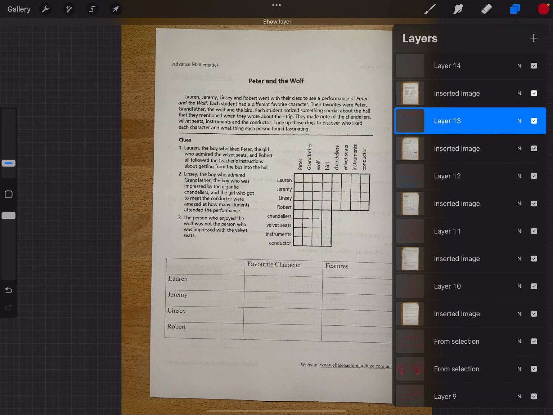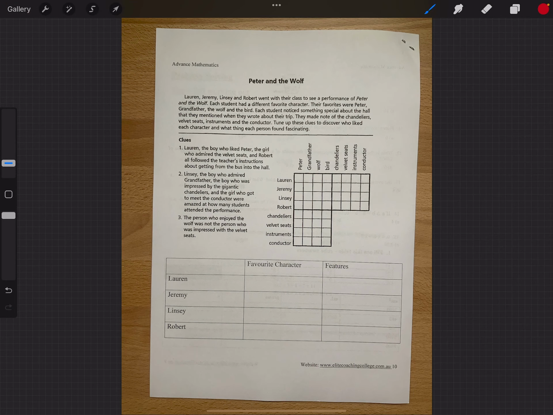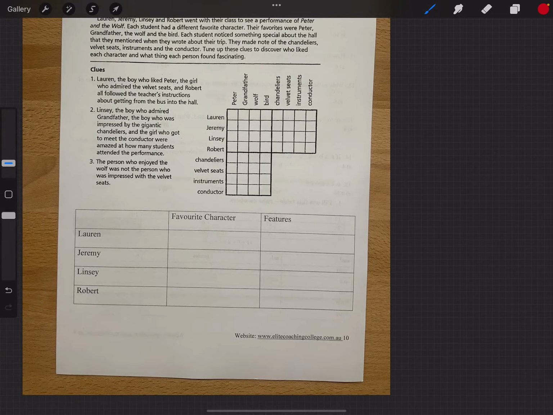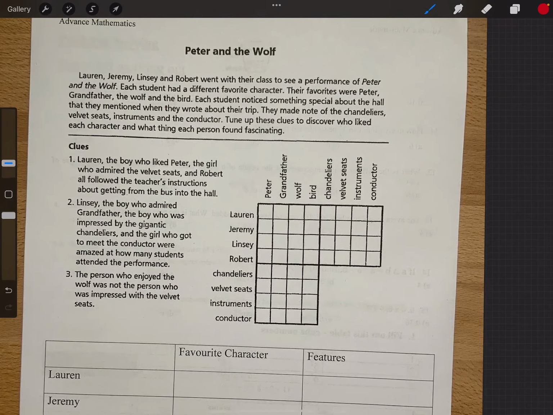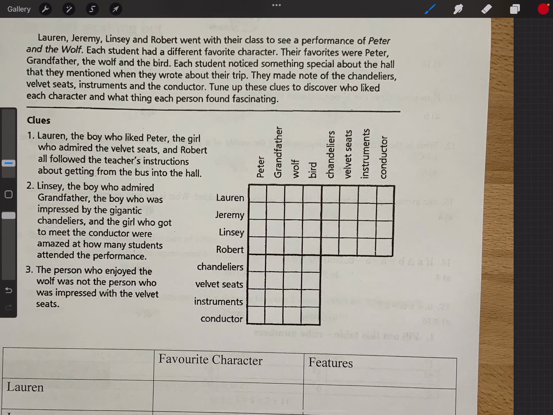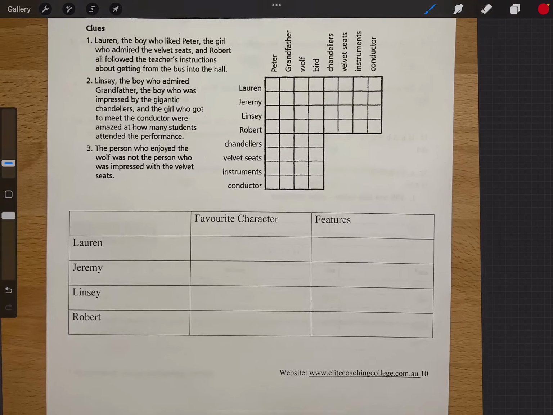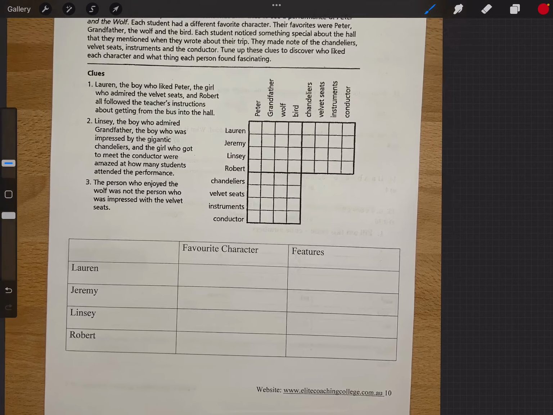Next page. Okay. There's a lot of work this week, huh? Interesting. It says Lauren, Jeremy, Lindsay, and Robert went with their class to see a performance of Peter and the Wolf. Each student had a different favorite character. Their favorites were Peter, Grandfather, the Wolf, and the Bird. Each student noticed something special about the hall. Didn't we do this already? I think we did this for the test, if I'm not mistaken.